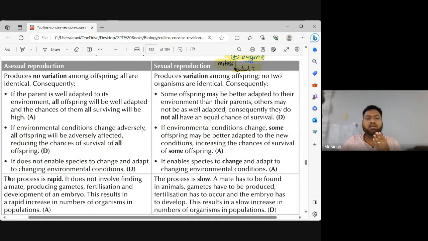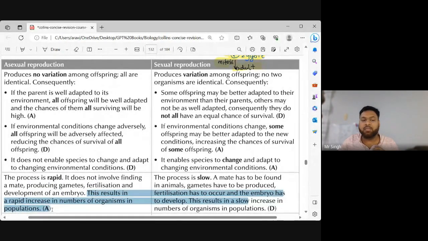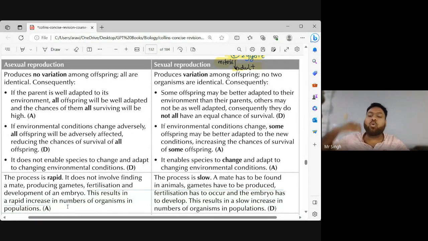So let's look again. Last one, the process is rapid. This is the thing about asexual reproduction. As we saw with our bacteria just now, the process happens rapidly because it does not need to find a mate. It does not involve finding a mate, producing gametes, the fertilization, the development of the embryo, all these things. The thing about it, though, is that it results in a rapid increase in the numbers of organisms in the population. And this allows them to outcompete and take over the resources in the environment. Does that make sense?